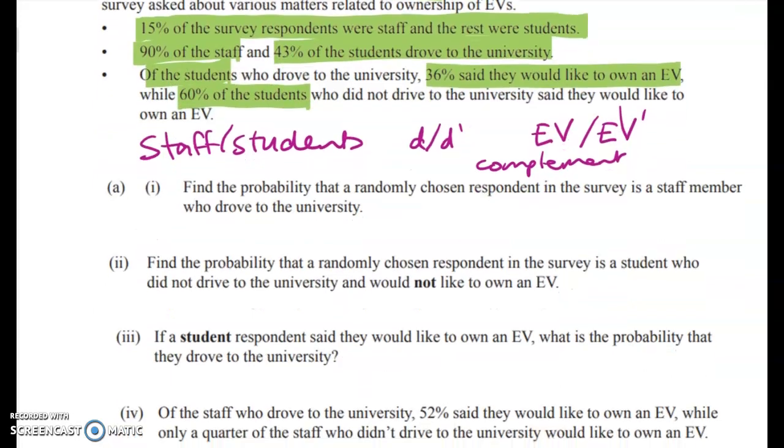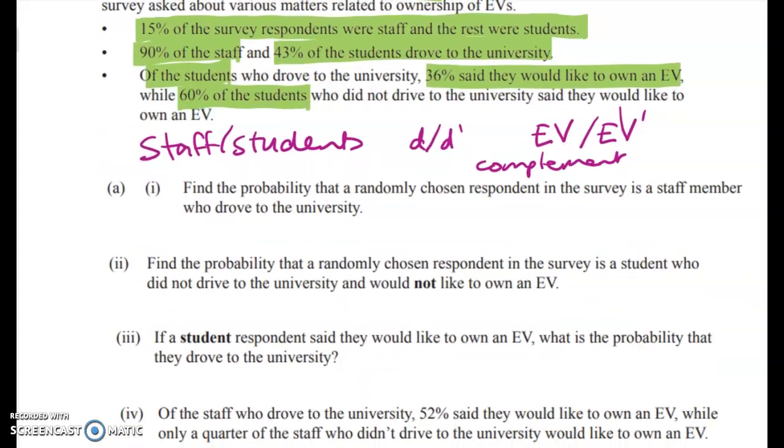So the first two questions are pretty straightforward from the tree. Find the probability that a randomly chosen respondent in the survey is a staff member who drove to the university. And then the second one, I'll do at the same time: find the probability that a randomly chosen respondent is a student who didn't drive and would not like to own an EV. And then the next two are a little bit harder, but I'm going to start off with these and get those done first. So we're going to start by drawing our tree diagram.